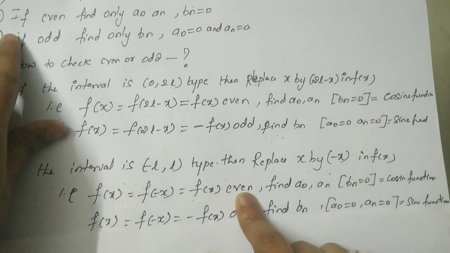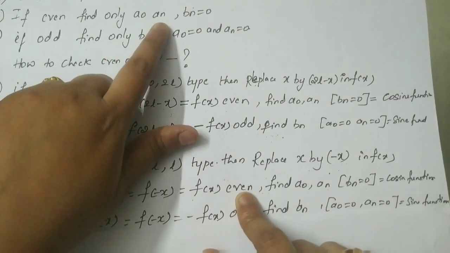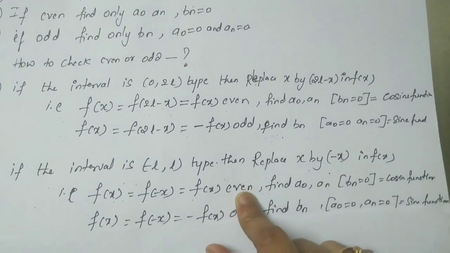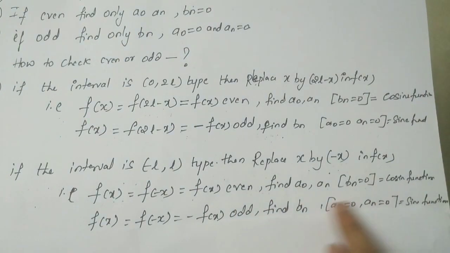So if it is an even function, go back to the seventh point. You have to just find a0 and an, and it will be a cosine function. If you get negative of the function, then we say it is an odd function. Just find bn, then that will be a sine function.